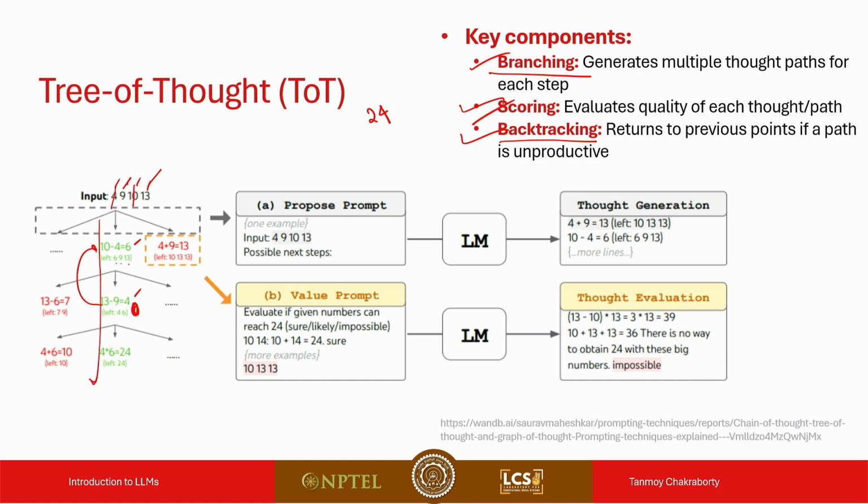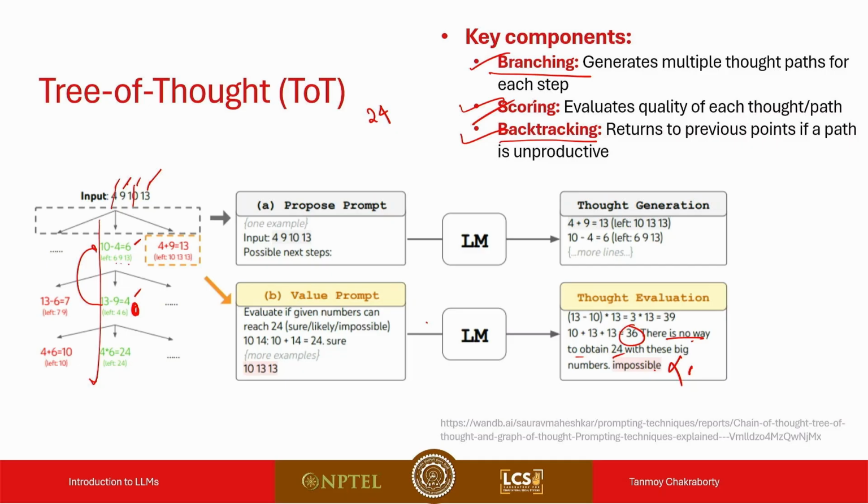Okay, so scoring, backtracking, branching, these are different modules, as you see here, and these are different language models, by the way. For example, here you see that the scoring module says that you have already generated 36. There is no way to obtain 24 with such a big number, so you stop here. If your scoring module says that you should stop here, you can stop and you can start backtracking. Okay, this is tree of thoughts.